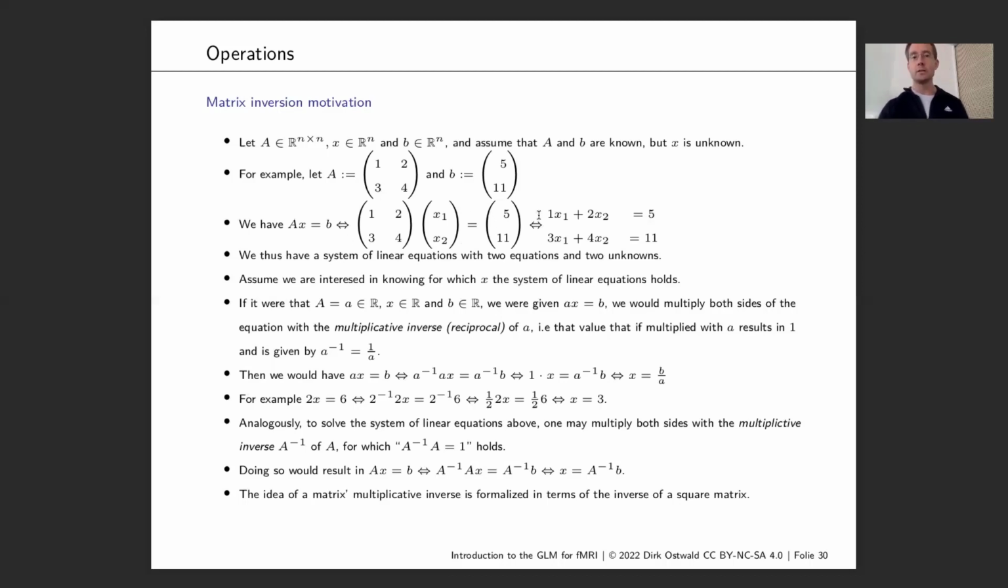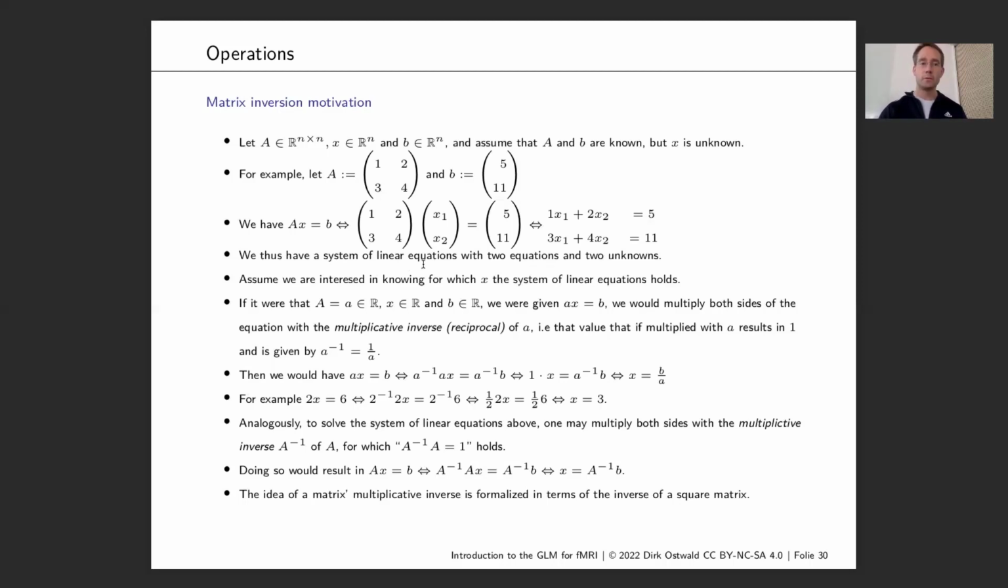Of course, we can also write this out further, because this is a matrix product. So we can just write out the corresponding equations. So 1 times X1 plus 2 times X2 equals 5. That's what this says here, and 3 times X1 plus 4 times X2 equals 11. So that's the system of linear equations: two equations with two unknowns, and that's the matrix encoding of that system of linear equations.